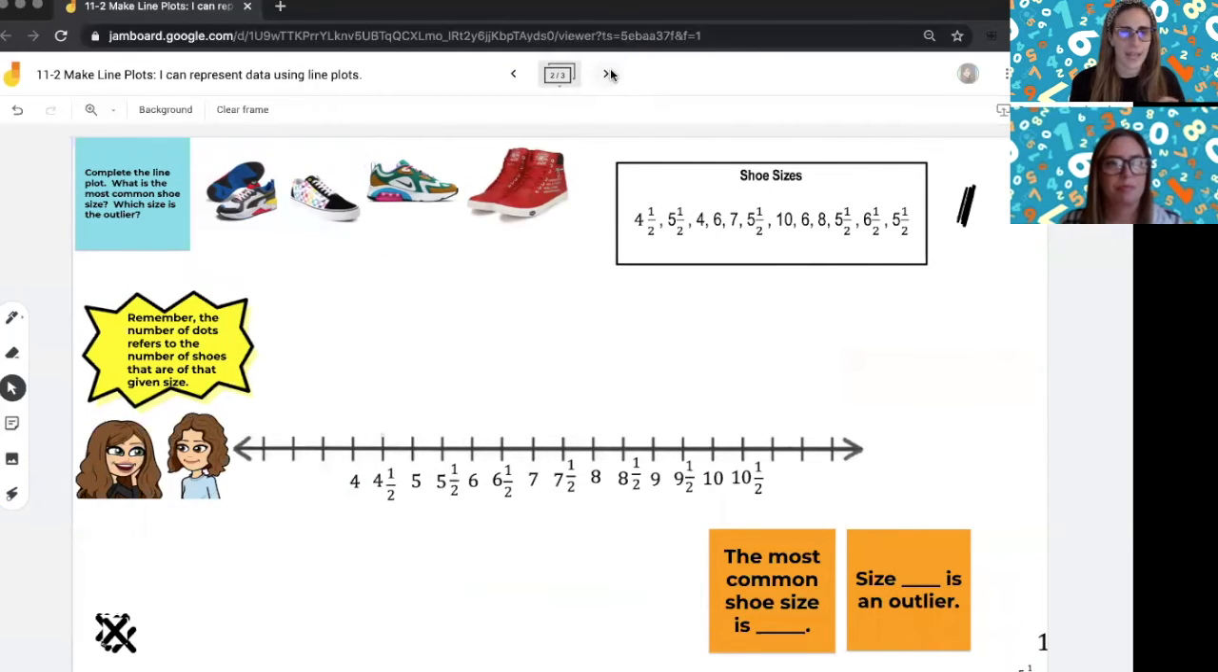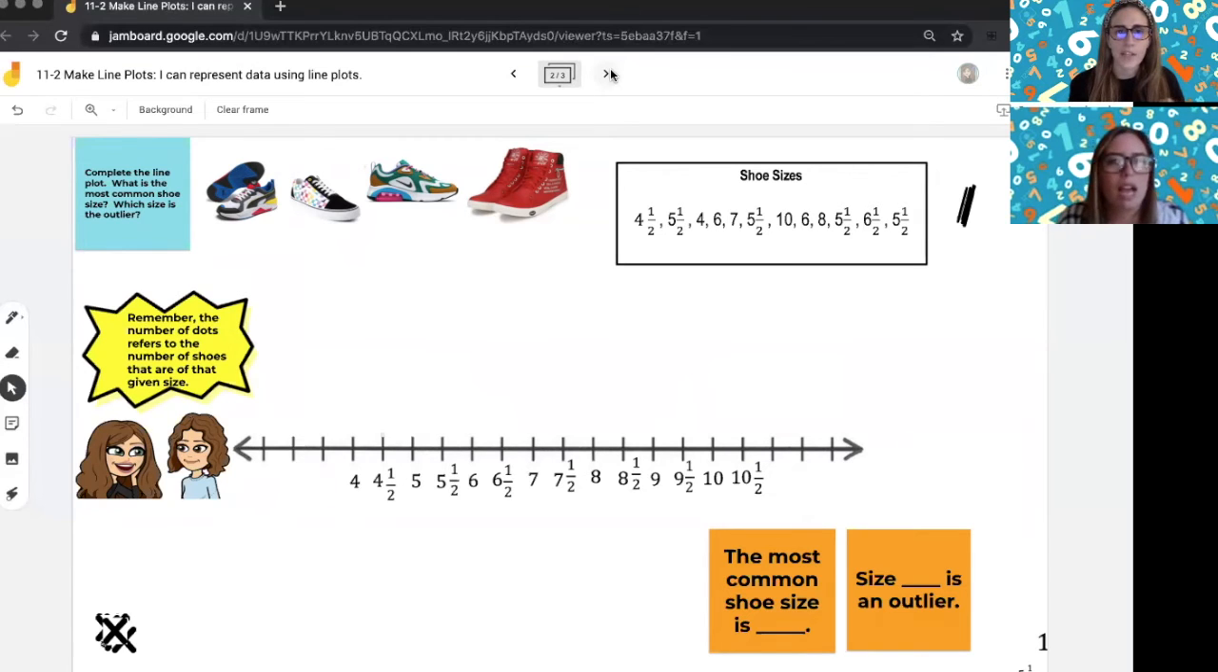Let's try another one. Complete the line plot. What is the most common shoe size? Which is the outlier? Okay. So it looks like we have a data chart there that says shoe sizes: 4.5, 5.5, 4, 6, 7, 5.5, 10, 6, 8, 5.5, 6.5, 5.5. So Ms. Ortiz, I'm noticing that some of the numbers are being repeated, which means that there's a couple of people that have the same shoe size.